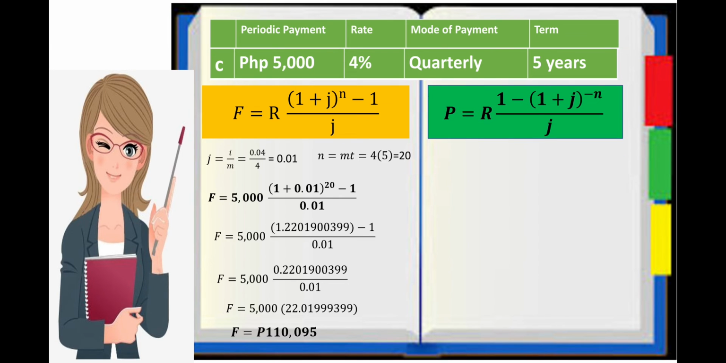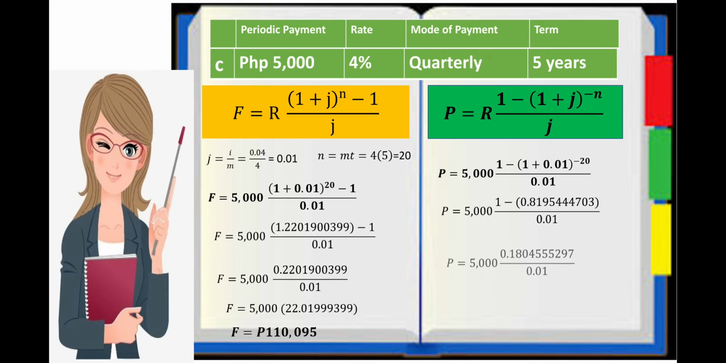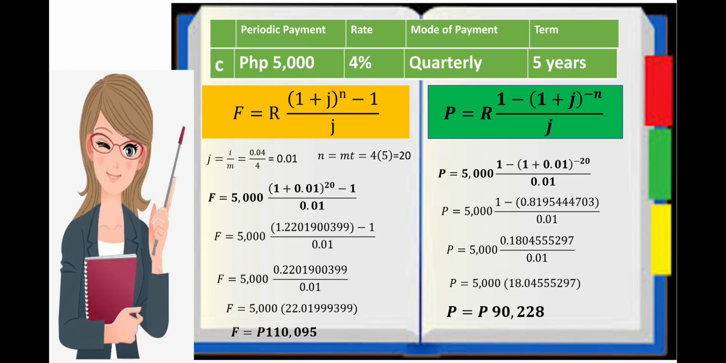And to find the present value, we're going to use this formula. Then substitute the regular payment, which is 5,000, the value of j, which is 0.01, and the value of n, which is 20, divided by the value of j, which is 0.01. And 1.01 raised to negative 20 is equal to 0.81954447 and 1 less 0.81954447 is equal to 0.18045553 divided by 0.01, which is equal to 18.045553 times 5,000 is equal to 90,228, which is the present value. So therefore, this is now the solution for letter C in finding the future value and the present value.